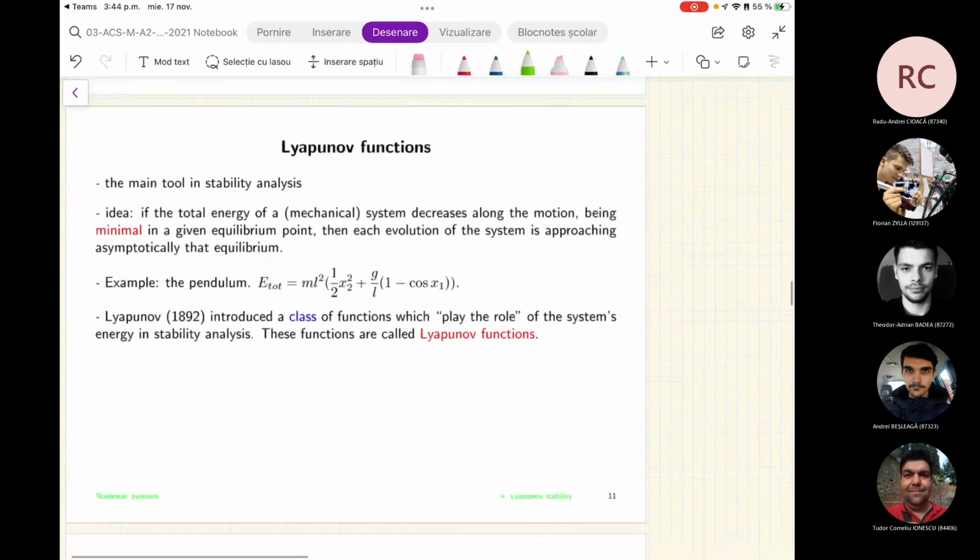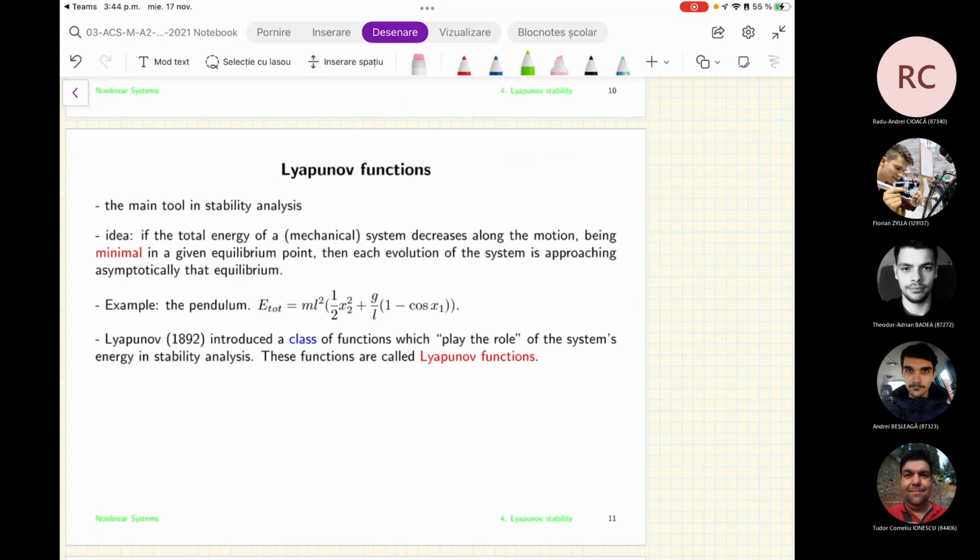And for that, we need what's called Lyapunov functions. Lyapunov functions are a main tool in the stability analysis. So the idea is like this: if the total energy of the system decreases along the motion, along the solution, being minimal at the equilibrium point, then each evolution will approach asymptotically the equilibrium point.